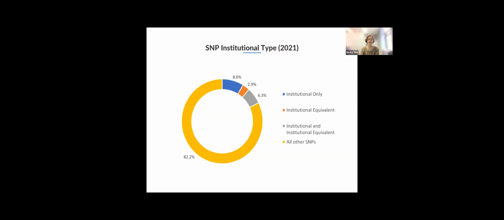And here's the distribution of this institutional type variable that I located in this SNP contracts plan file. You can see that the majority are all other SNPs, but for the I-SNPs, the bulk are institutional only, followed by a mix of institutional and institutional equivalent plans, with the remaining being institutional equivalent plans.